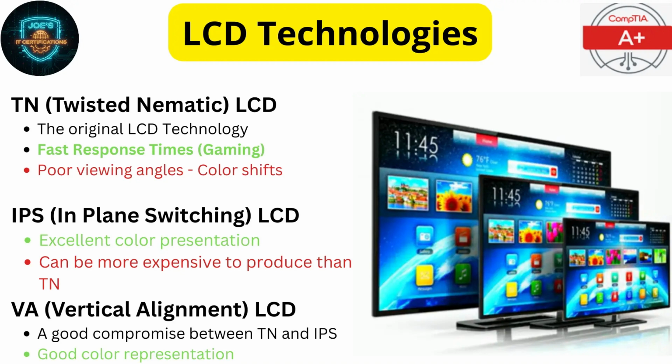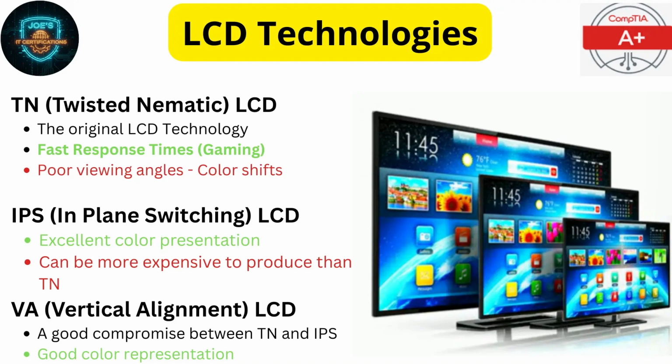And somewhat in the middle between a Twisted Pneumatic and an in-plane switching LCD is the VA, or Vertical Alignment LCD. This also has very good color representation, although its response time is not quite as good as a Twisted Pneumatic display. And depending on the device that you're purchasing or using, there may be only one style of LCD available for that particular platform. So if you had the option to choose between different types of LCD, you might want to see what options are available and choose the one that's right for your purposes.